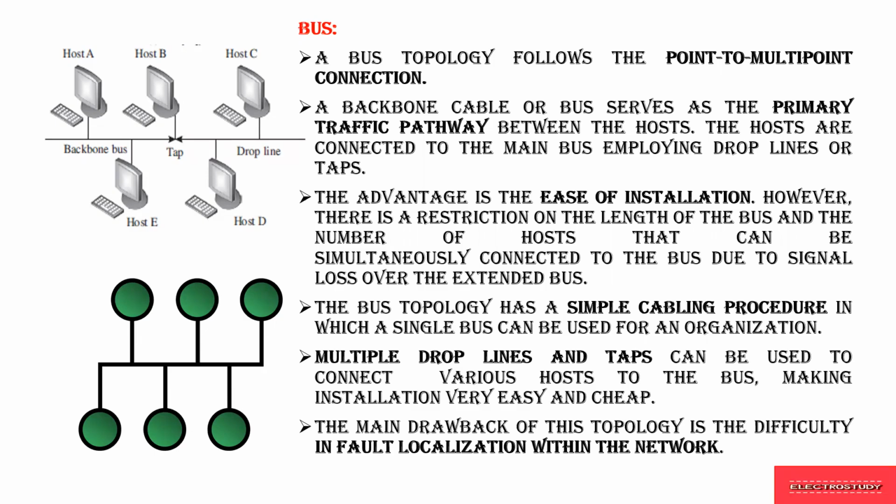Another main drawback of this topology is that it is difficult to find a fault. If there is a fault occurring in a particular node, it is difficult because much data is passing through this cable. So it will be difficult for us to find in which network the fault is located.